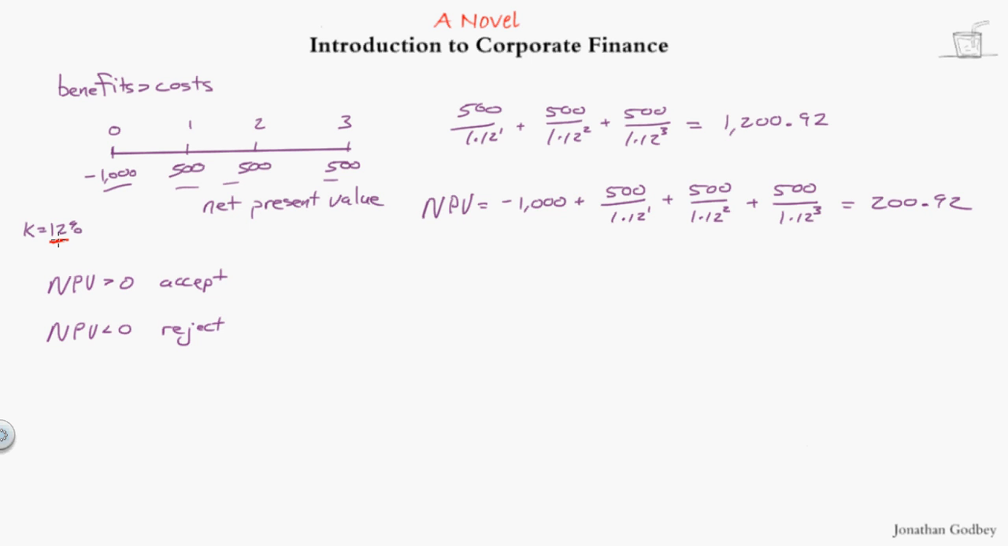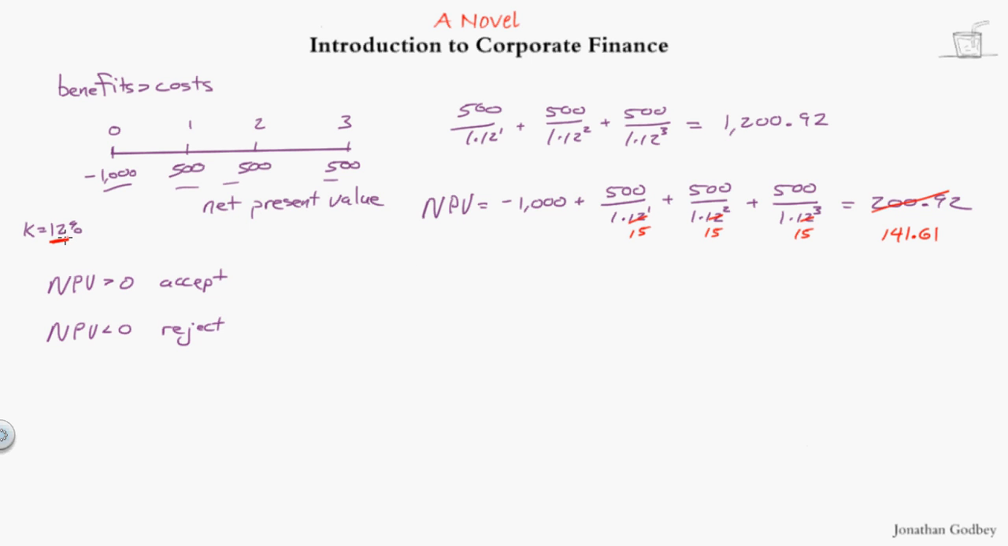We're assuming the appropriate discount rate is 12%. What if we're wrong? What if it's really 15%? So what if instead of that being a 12, those should have been 15s? What would have happened? The net present value wouldn't have been $200. It would have been $141.61.